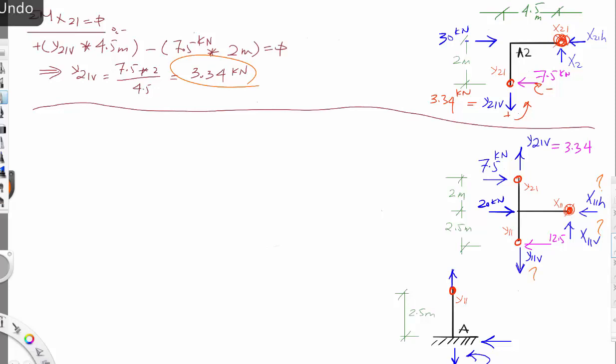So again, the rule is that we take the moments about this point, because this will have two unknowns intersecting, which will be cancelled out, both of them, and we don't need these forces at this stage. So we'll take again the sum of all moments about x11 is equal to zero.